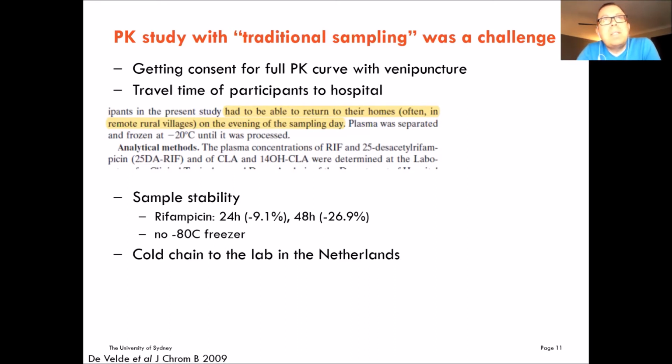And the other thing was the sample stability. If we look at rifampicin, which is a fairly unstable drug, after 2 days, you already lost about 30% of the rifampicin in your sample. And at that time, there was no -80 freezer available on site. So we had to work with -20 and cold chain to our lab in the Netherlands, which was quite a challenging situation.